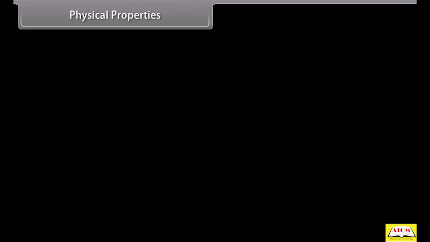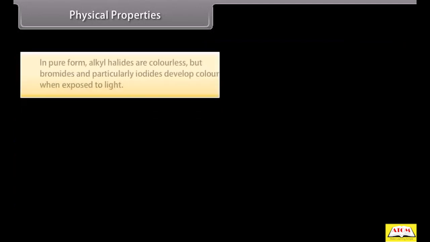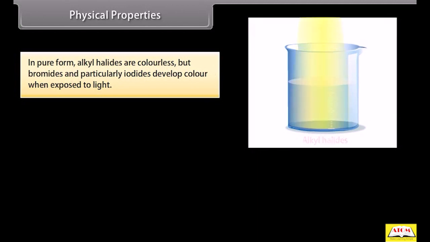Physical properties. In pure form, the alkyl halides are colorless, and bromides, and particularly iodides, develop color when exposed to light.